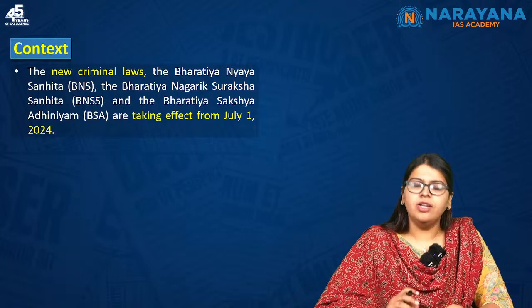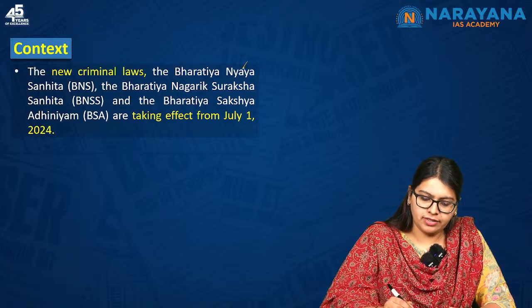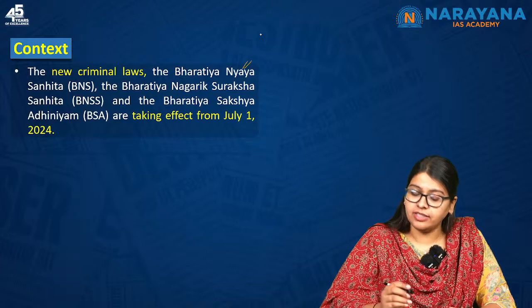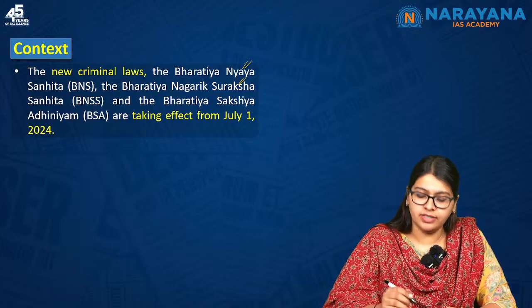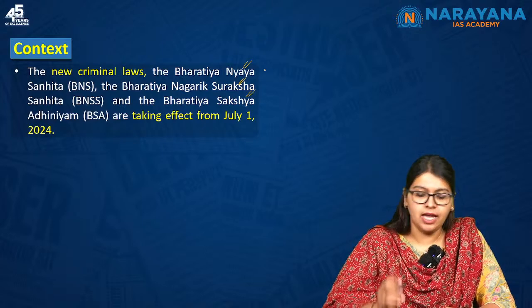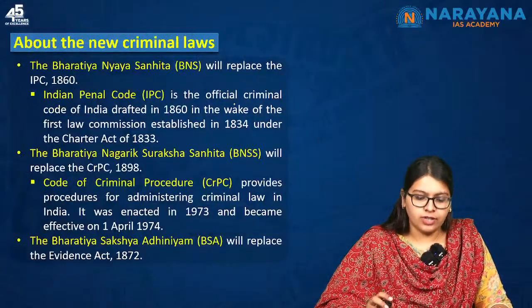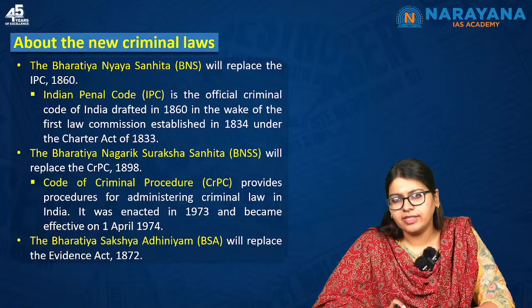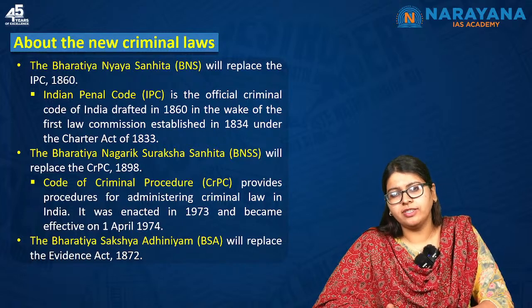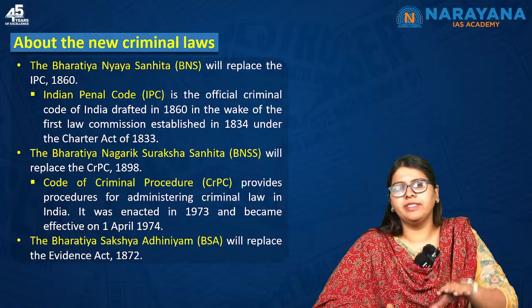Okay. So, the new criminal laws, that is the Bharatiya Nyaya Sanhita, the Bharatiya Nagarik Suraksha Sanhita as well as the Bharatiya Sakshya Adhiniyam, that is the BSA, are taking effect from 1st July 2024. Now, let us understand what these criminal laws are and which criminal laws that were already existing were replaced by them.